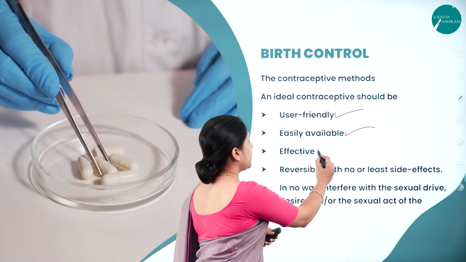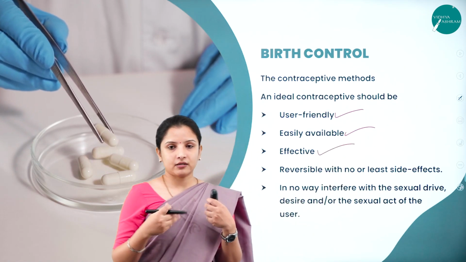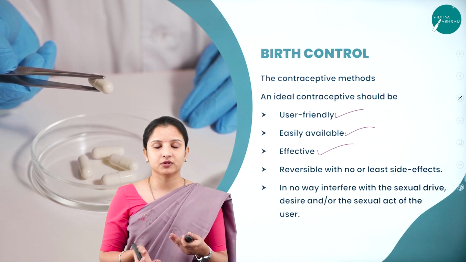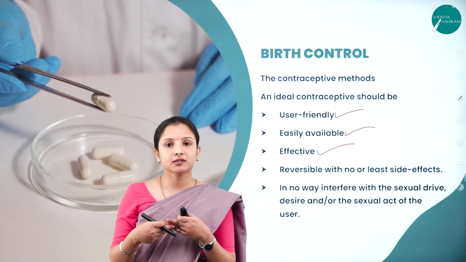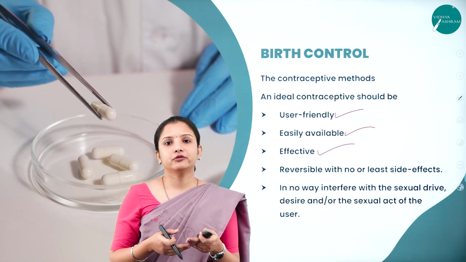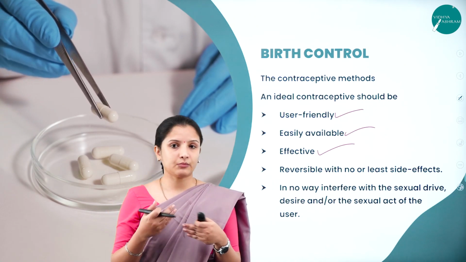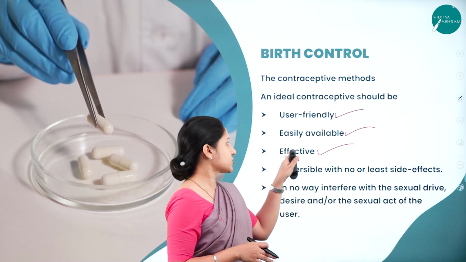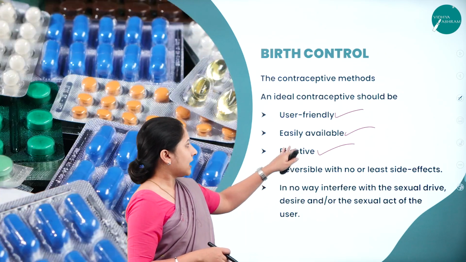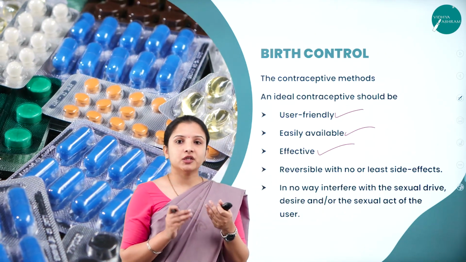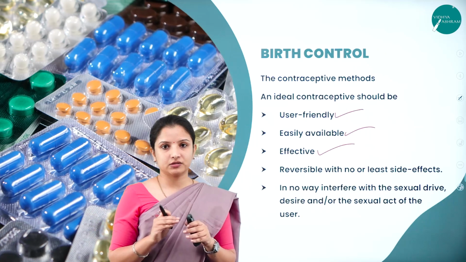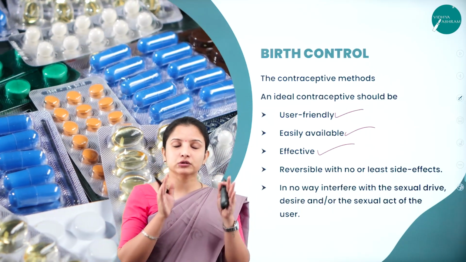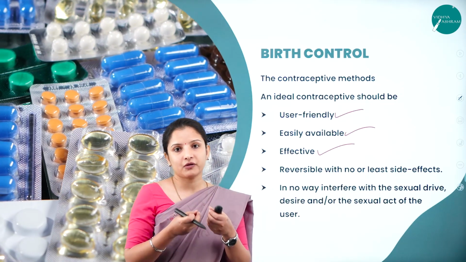One more is they should be effective. Say the pharmacist or the government sells a contraceptive which is of no use. In spite of using that contraceptive, you're still not able to limit the number of childbirths to just 1 or 2. Such contraceptives will be of no use. So it should be effective, and in other terms, it should not affect the health of the person. It's just like a medication. Any medication you take, it should solve the problem, and the side effects should be very, very minimal.